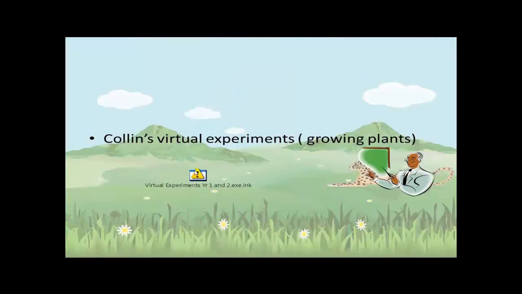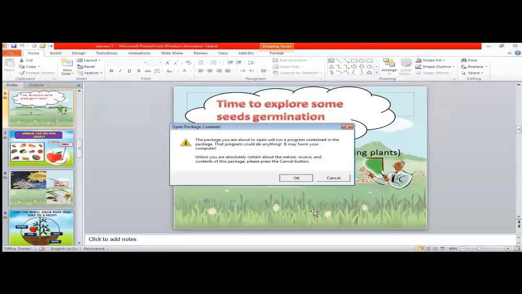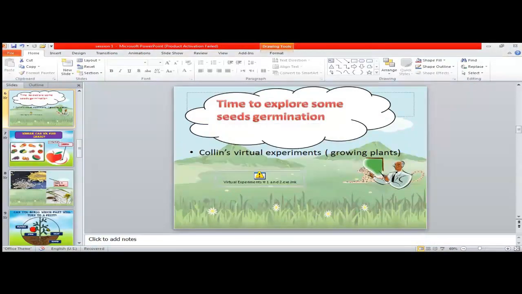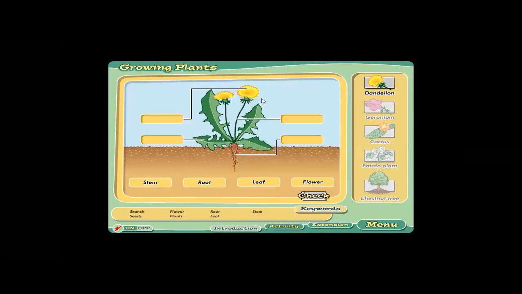Now let's play some games. Let's start this game. We are going to label parts of different plants, and maybe we are going to grow some plants with their needs. Here we have the dandelion flower. Can we label the different parts of it? And we have other kinds of flowers and plants, of course.